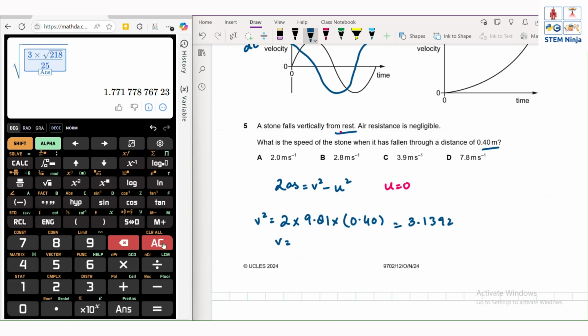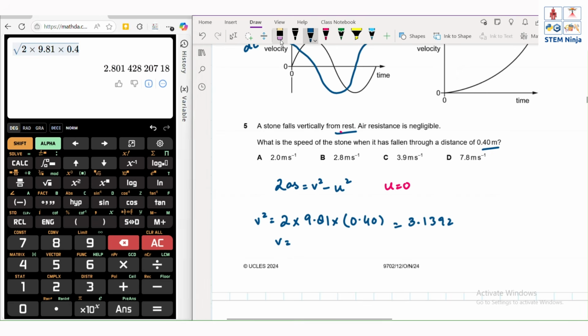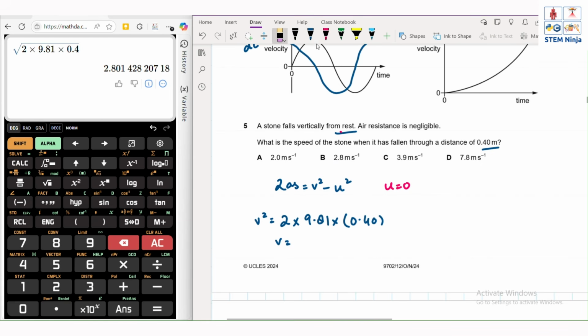Okay, so let's figure out where we actually went wrong. A stone falls vertically from rest. What is the speed of the stone when it has fallen through a distance of 0.4 meters? Okay, that is correct. Square root of 2 times 9.81 times 0.4 is 2.8. Okay, I think then possibly we made a mistake over here. So v would be 2.8, which is B part. Okay, right.